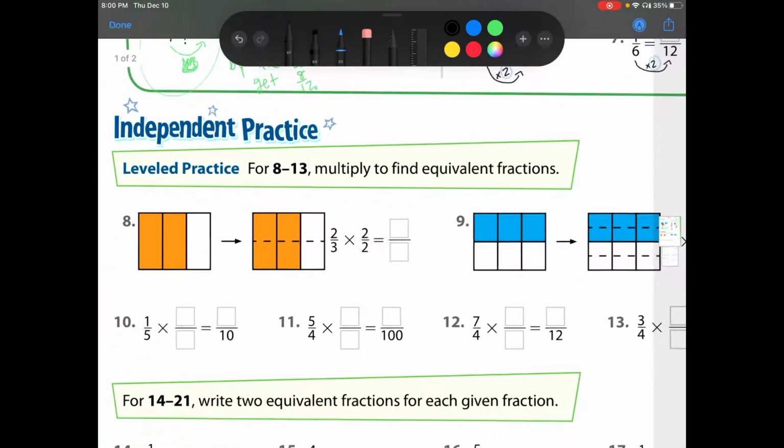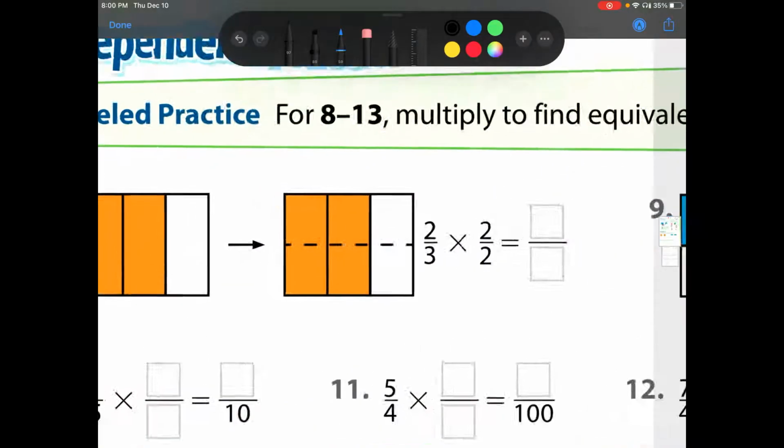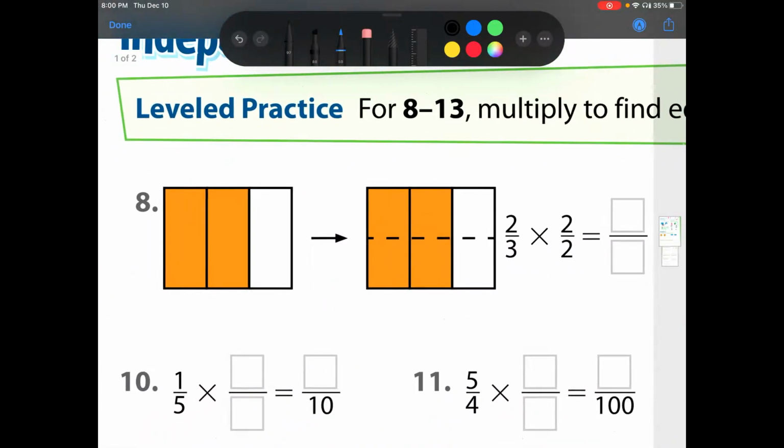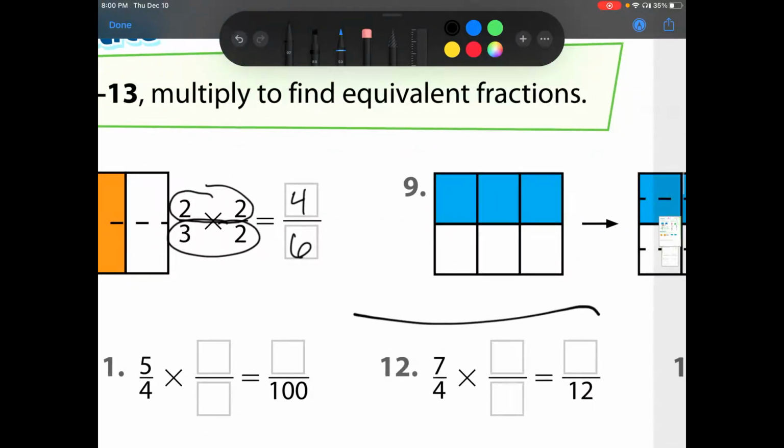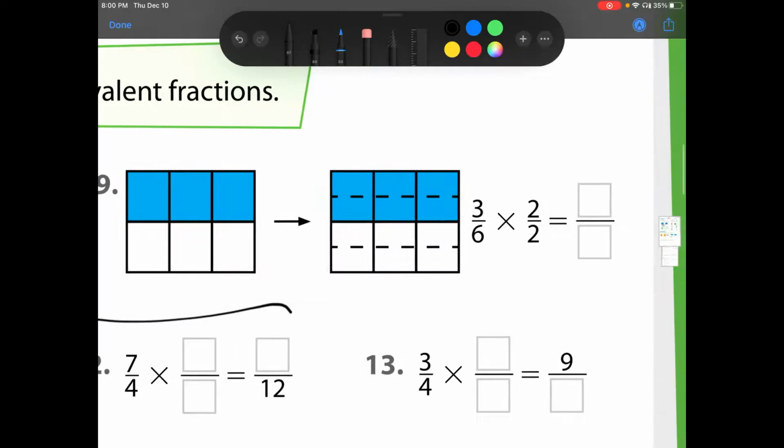Now we're going to go to number 8 to 13. And this one you'll notice there's more steps for us to fill in. We have to write what goes in those boxes, what we're multiplying it by. So our first couple, they give us a model. So we can look and we can see our answer is actually 4 sixths. But how we can do that with math also is we multiply our numerators across. 2 times 2 equals 4, 3 times 2 equals 6. You'll notice that matches that model we had. You just multiply straight across.